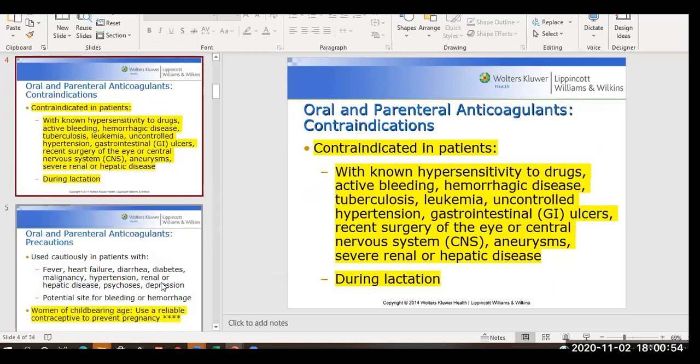Who would we not give anticoagulants to? Well, if they've had an active bleed or some type of a disease like a coagulopathy, which means they have a problem with clotting to begin with. Tuberculosis and leukemia are problems with the blood also. We're not going to give them, or we're going to be very cautious in giving them an anticoagulant, right? And also women that are breastfeeding, they should not be on anticoagulants. And if they are pregnant, they should not be on anticoagulants, okay?